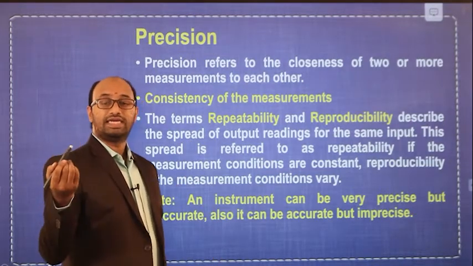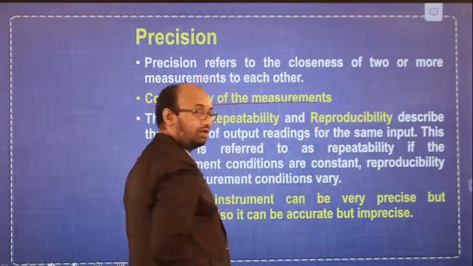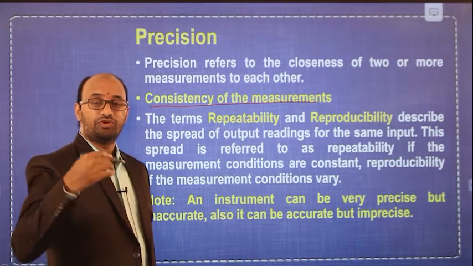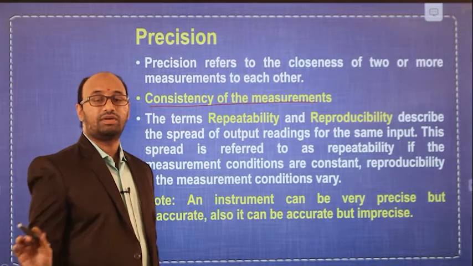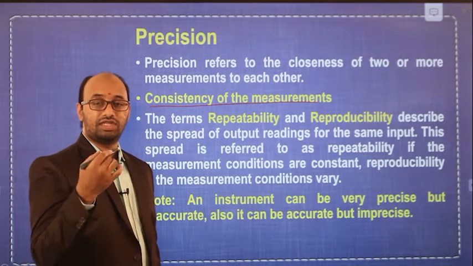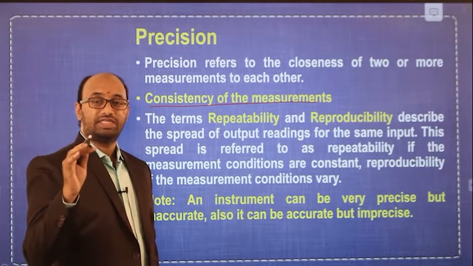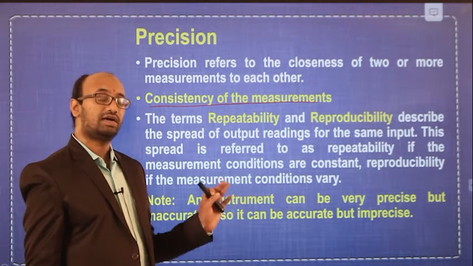Precision simply means the consistency of measurements, or it is defined as the ability of the instrument to produce the same output when the measurement is done a number of times. When we measure the physical quantity multiple times, the output should be the same, or there must be agreement within those multiple measurements. This is called precision.